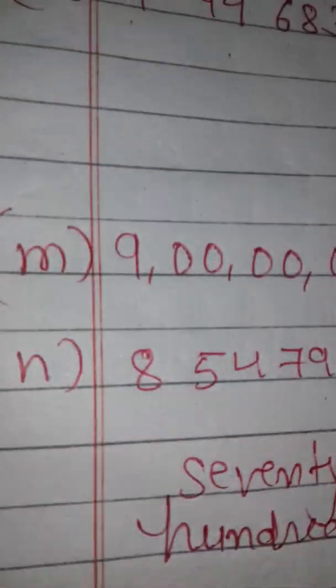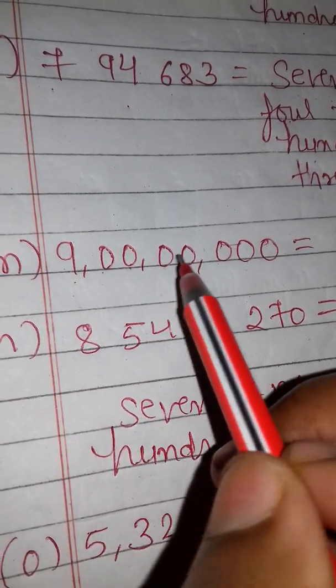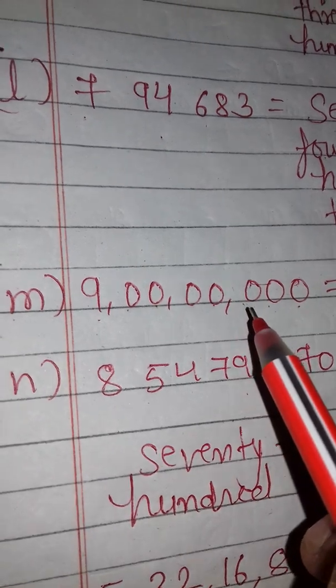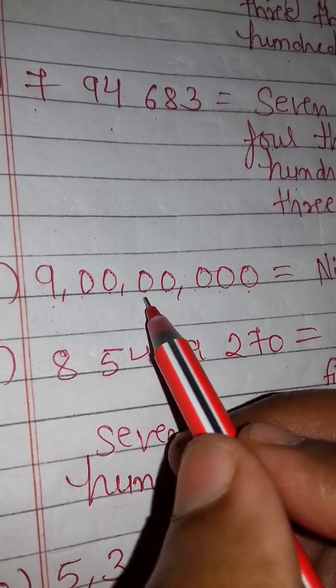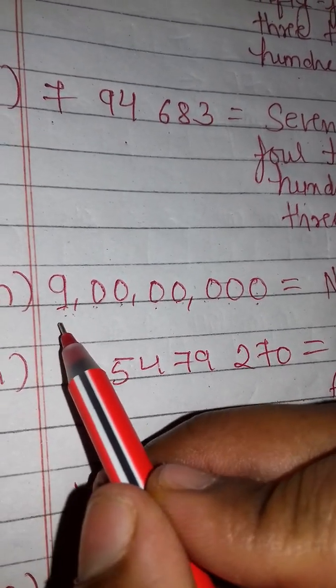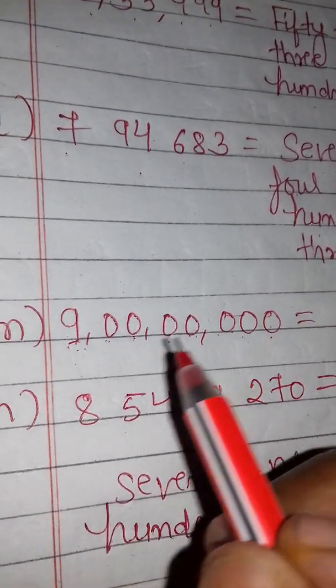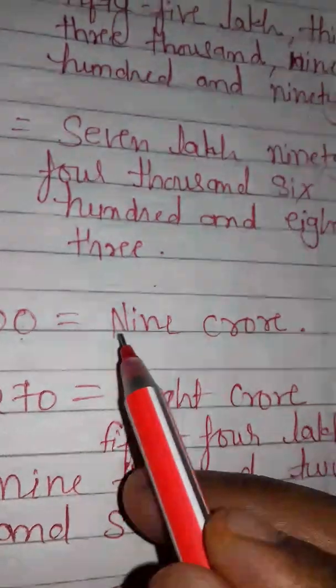The next number is 9,00,00,000. So let us see the places of all the digits: ones, tens, hundred, thousand, 10,000, lakh, 10 lakh, crore. So here 9 is given at the crore place and the other places are given 0. So how will we write this in words? As 9 crore.